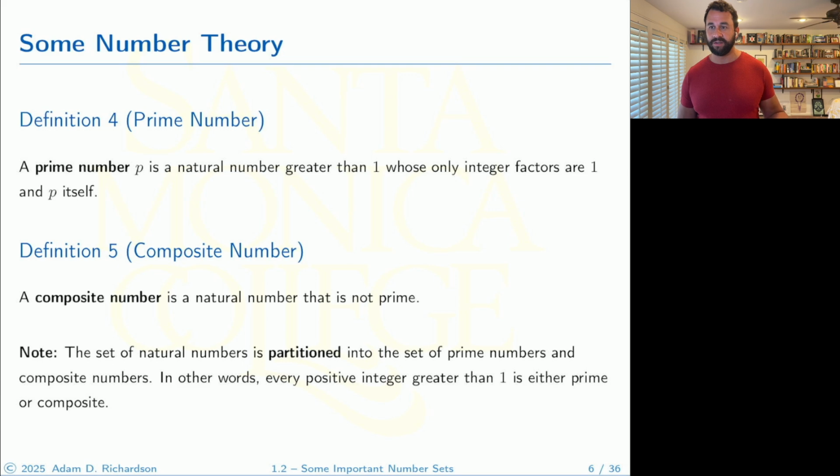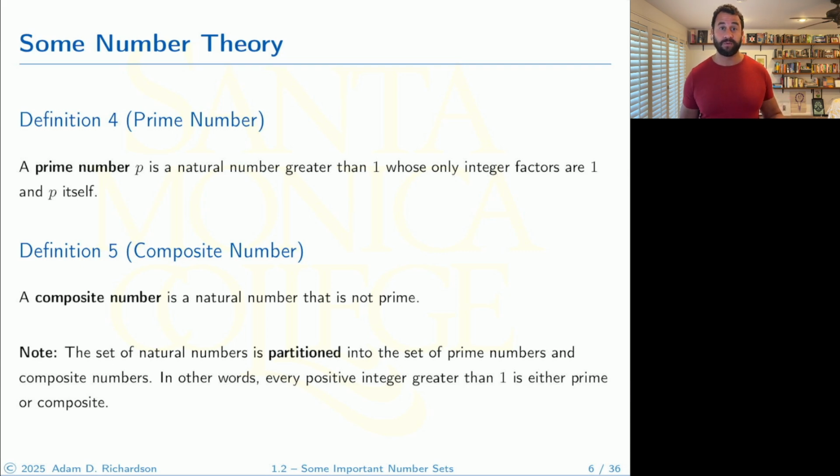Now, a composite number is the opposite. A composite number is a natural number that is not prime. Maybe more intuitively, I could say composite numbers have a whole bunch of factors, more than just 1 and themselves. So 4 is not a prime number because 4 is 2 times 2. 6 is not a prime number because 6 is 2 times 3. You can write the number 6 in more ways than just 1 times 6.